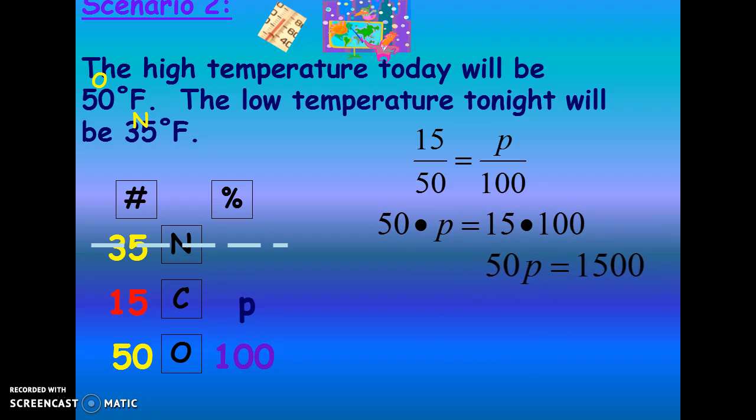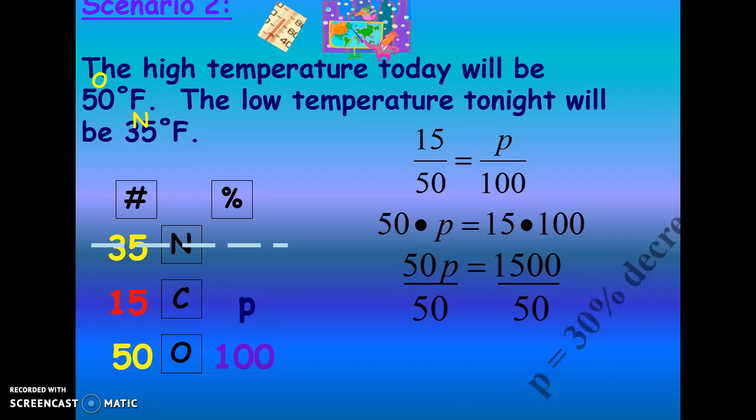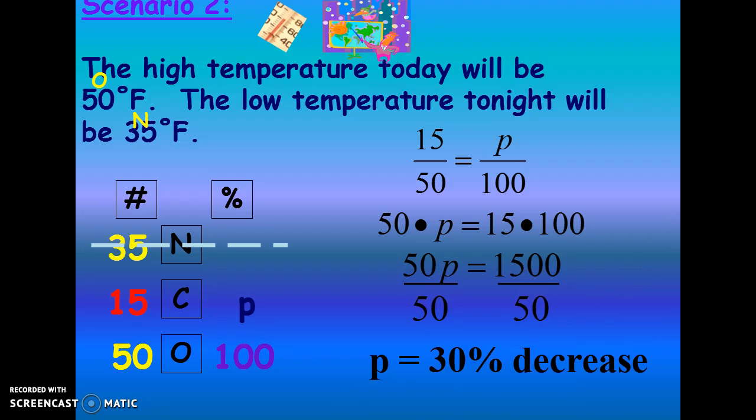50 times P equals 50P. 15 times 100 equals 1,500. We use inverse operations and divide both sides by 50 since that's the number next to P, and our answer will be a 30% decrease.